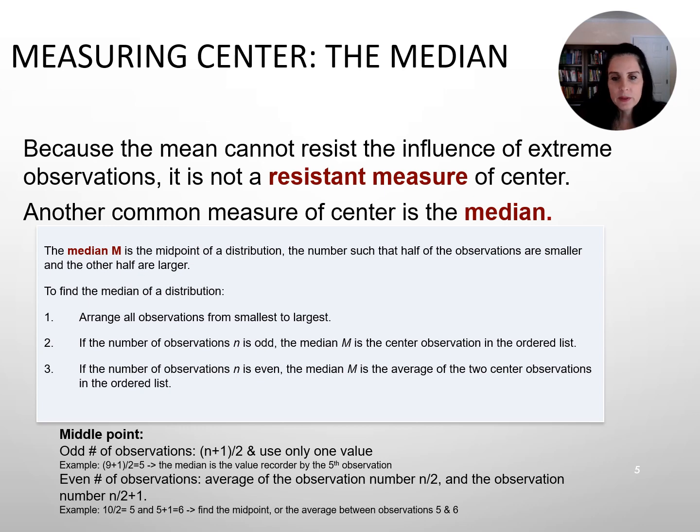If the number of observations is even, the median is the average between the 2 middle values. Specifically, the median is the average of the observation number n divided by 2, where n represents the total number of values, and the observation number n divided by 2 plus 1. For instance, if we have 10 observations, n divided by 2 is 5. Therefore, we use the 5th and the 6th observations to compute an average.